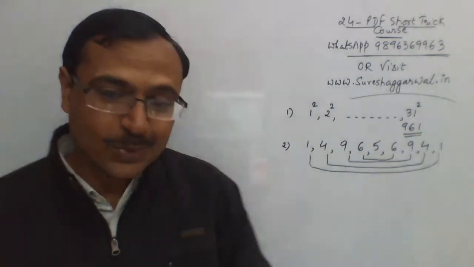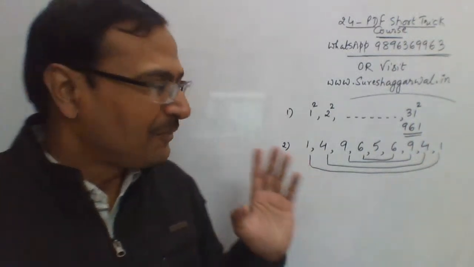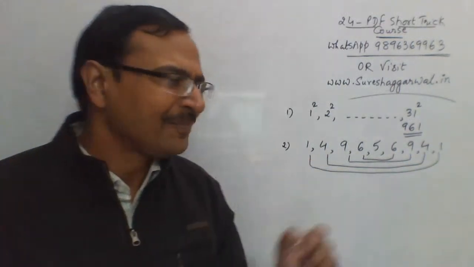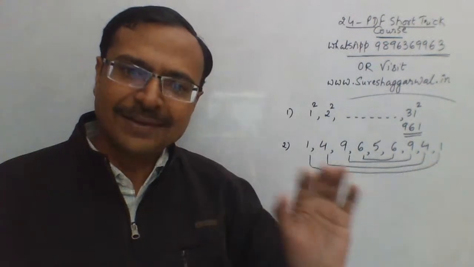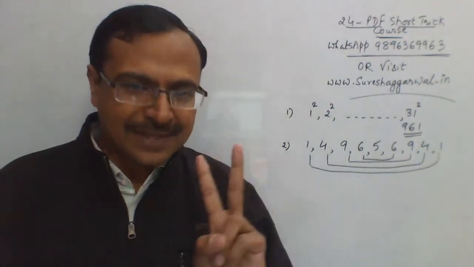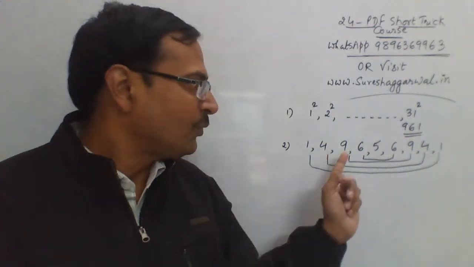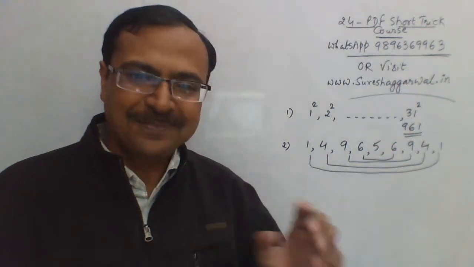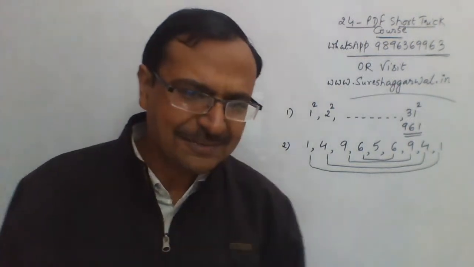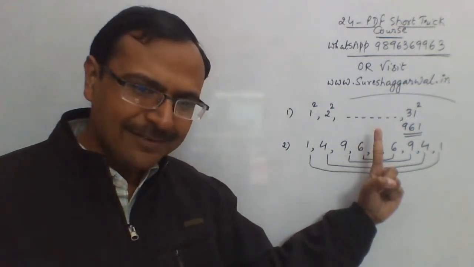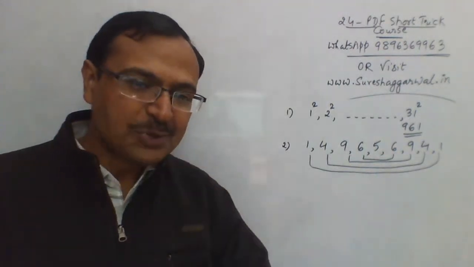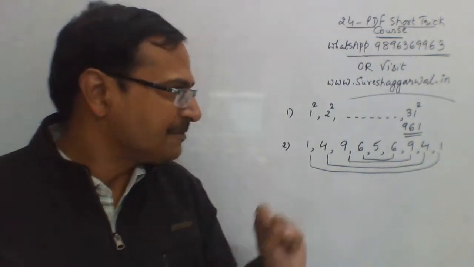See, these are some basic things you need to understand first, okay? 1 square and 9 square, they end with the same digit, 1. 2 square and 8 square, they end with the same digit, 4. 3 square and 7 square, they end with the same digit, 9. 4 square and 6 square, they end with the same digit, 6. In between that, we have 5, because 5 square ends with 5. Very useful pattern, okay? So you will understand that.